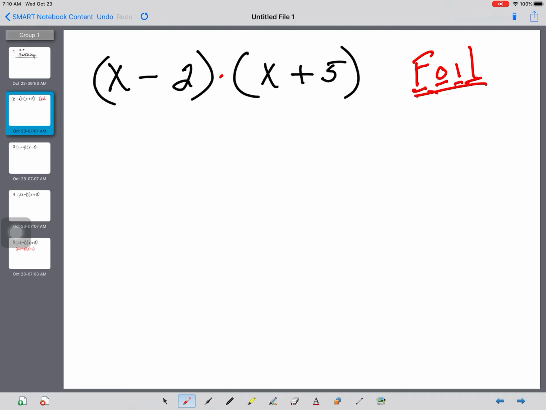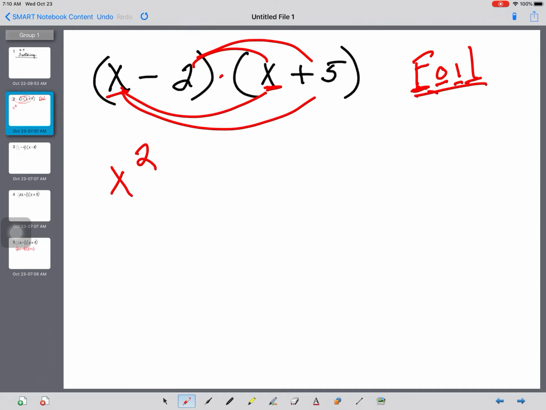And the idea is, when you multiply these together, you're distributing. You're going to take the 2 and you're going to distribute it to both of those terms. You're going to take the x and you're going to distribute it to both of those terms. Well, when you take the x and you multiply it times the first x here, that's the F, the first ones. So when I go x times x, I get x squared. When I go x times 5, I get plus 5x. That was the outer ones.